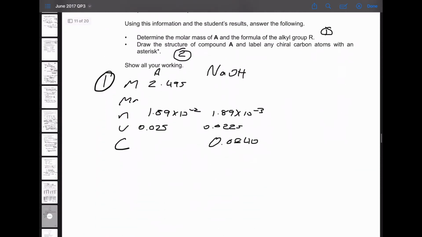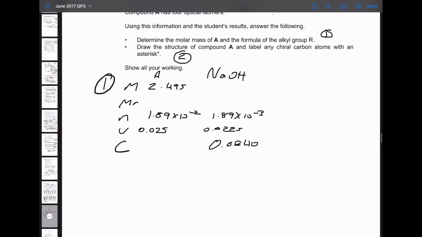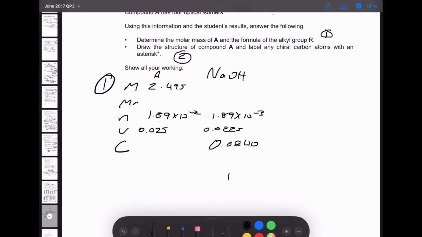2.495. Awesome. So how do we work out our molecular mass? Well, we do 2.495 over 1.89 times 10 to the minus 2, which gives us 132. We'll leave it as that. It's 0.01, so we'll just leave it as 132.